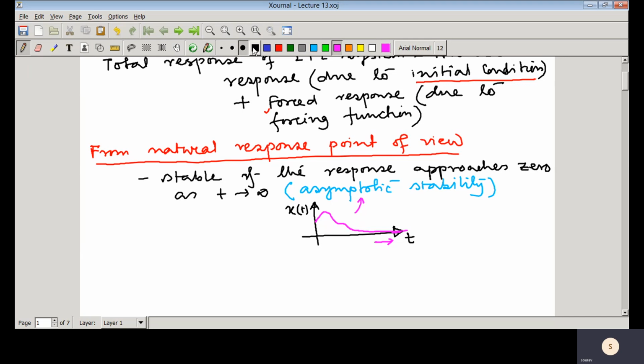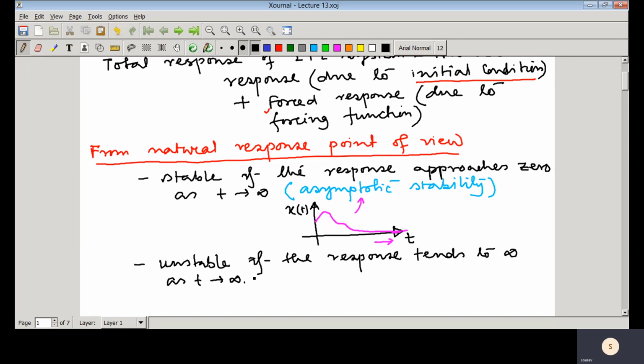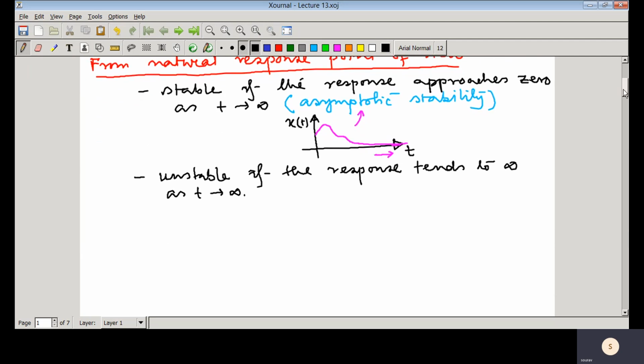Now the second thing is what is unstable. The system is called unstable if the response tends to infinity as t tends to infinity. In case of a linear time invariant system, this is the property. That means within finite time, the response cannot go to infinity. It would take infinite time to reach infinity.